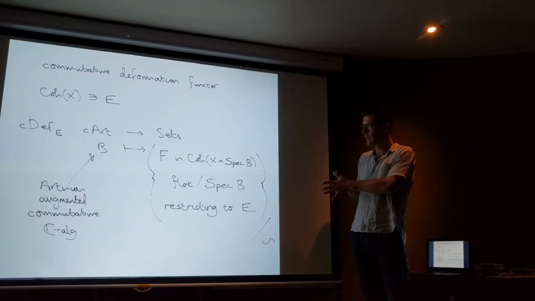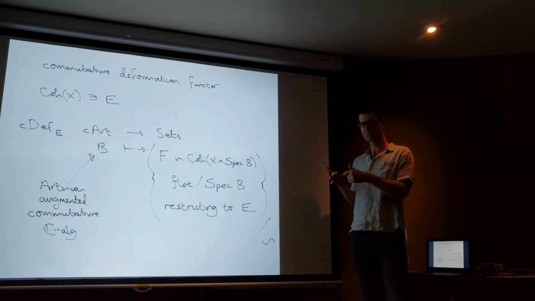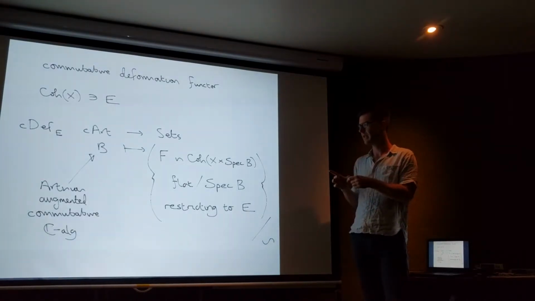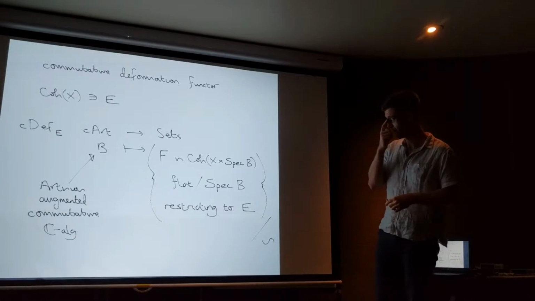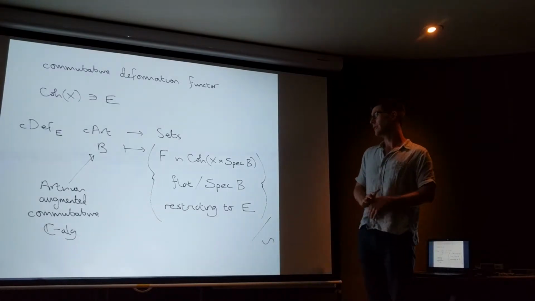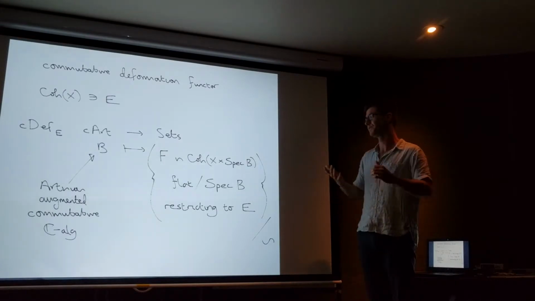So I start with an algebra describing my base. I want that to be Artinian and augmented. Augmented just means there's an algebra morphism to the field C. So you should think of that as specifying a point in spec B. And it's a commutative C algebra for the moment. So then, what is the set of families deforming E over that base?